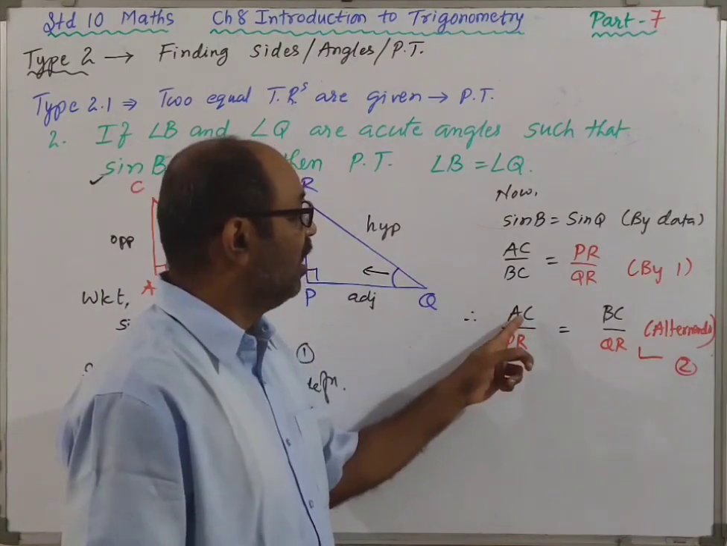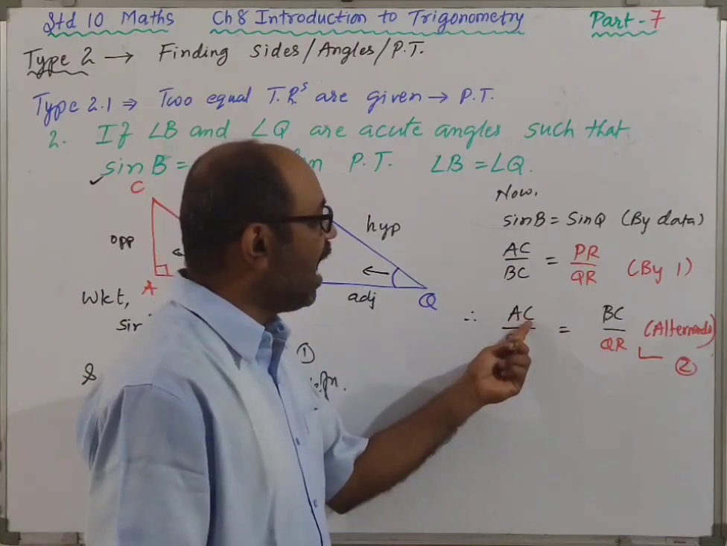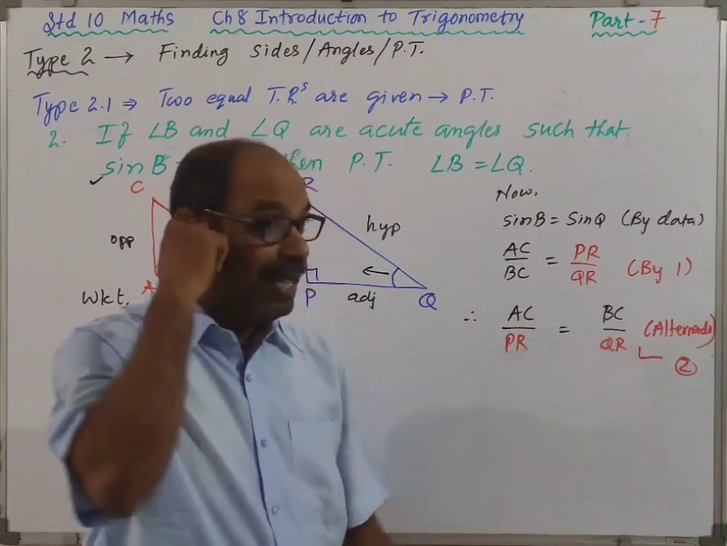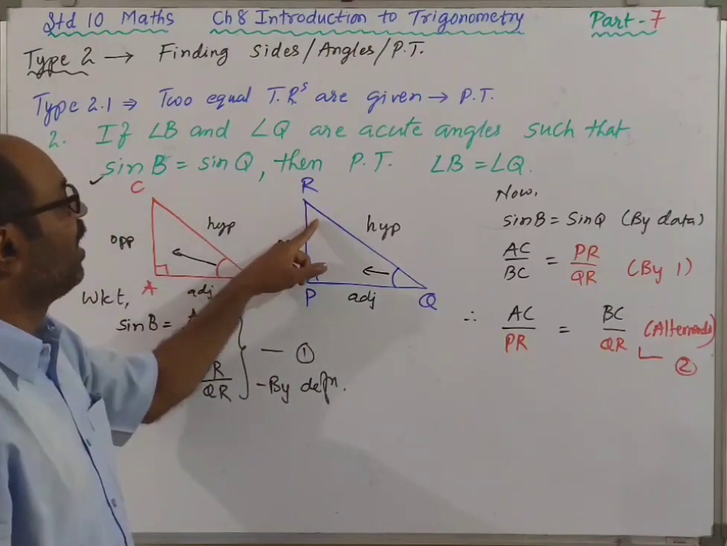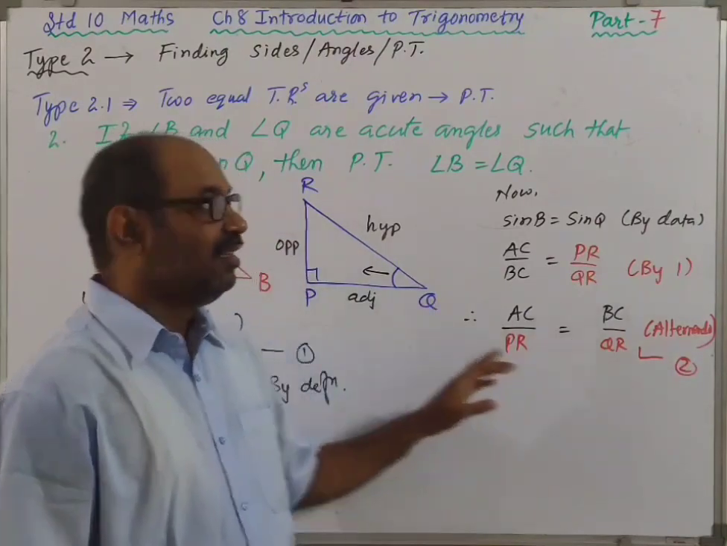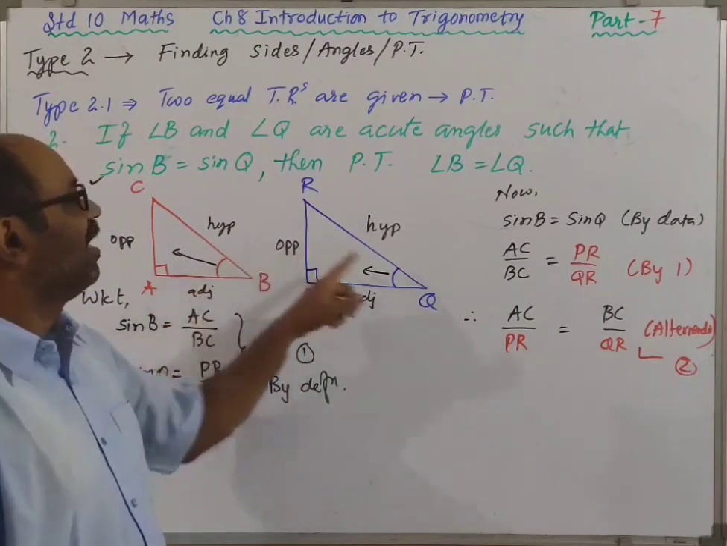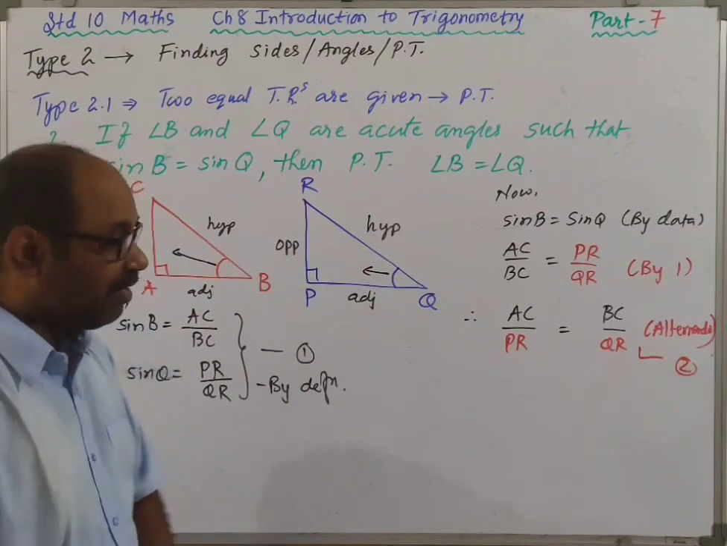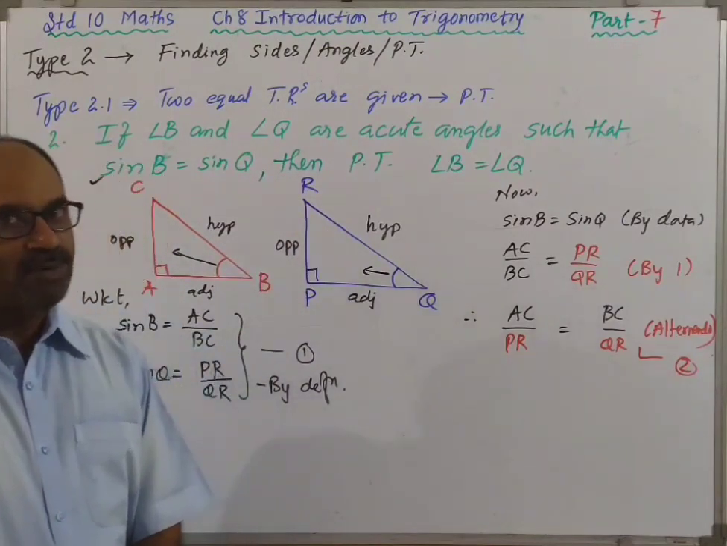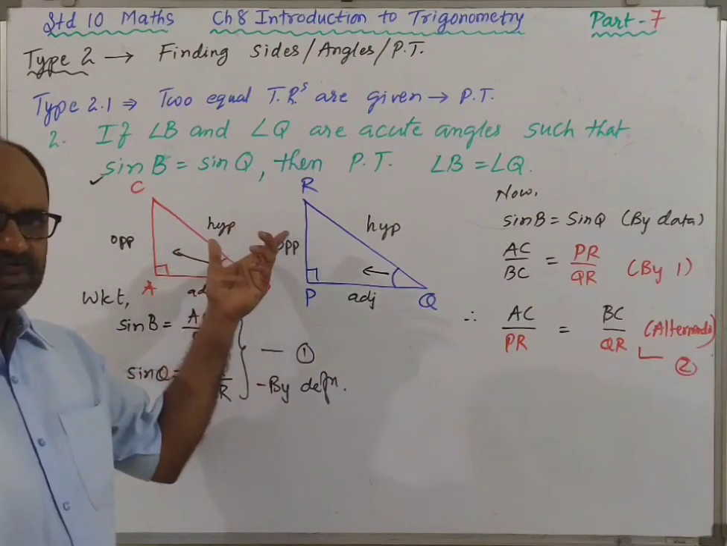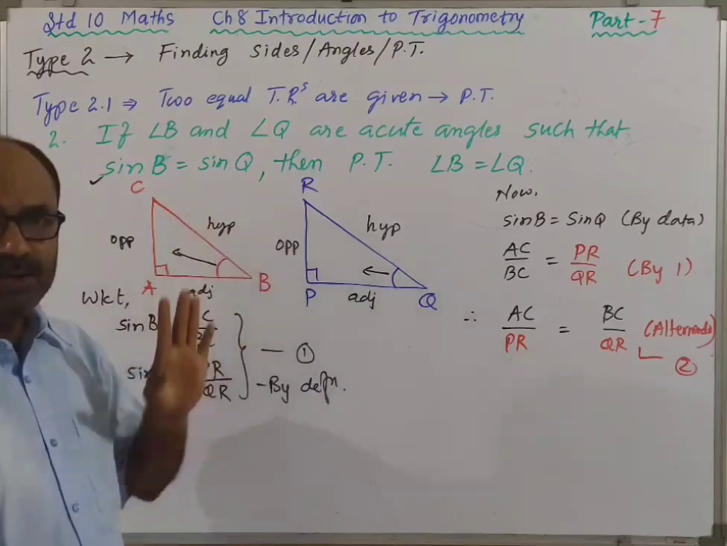Alright, I got two equal ratios. AC upon PR is equal to BC upon QR. Here angle C is equal to angle R. If we can prove that angle C is equal to angle R, then by SAS, the correspondence between the red triangle and the blue triangle is a similarity. So corresponding angle B and angle Q would be equal. But how to prove that angle C is equal to angle R? You cannot prove that, because there is no condition which will help you to show that angle C is equal to angle R.